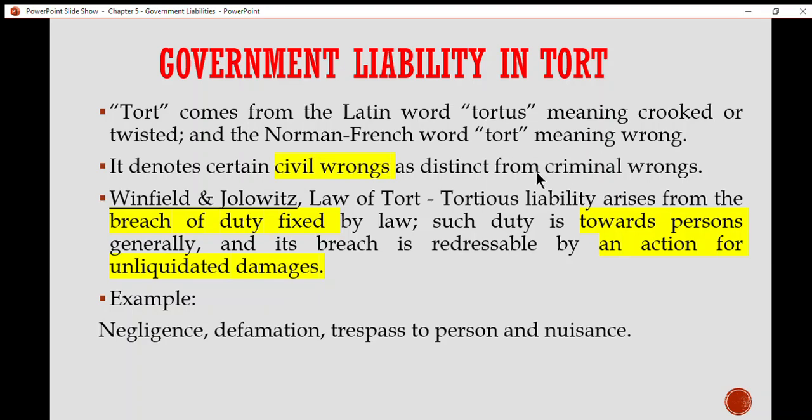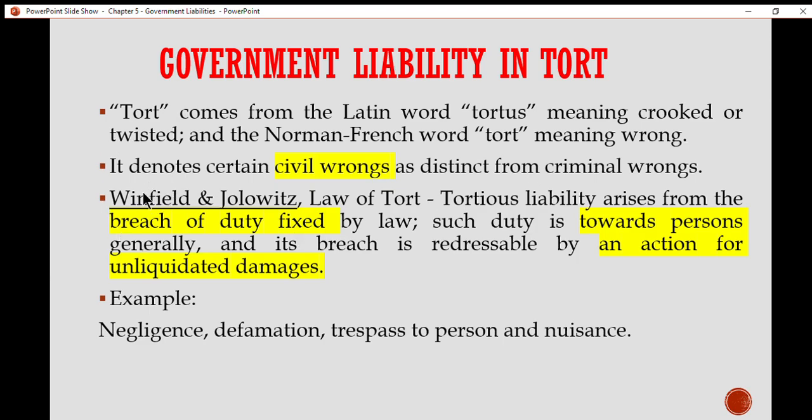Okay guys, next we continue on the second subtopic, the government's liability in tort. First of all, what is tort? Tort comes from the Latin word tortus, meaning crooked or twisted, and the Norman French word tort meaning wrong. So the literal meaning of tort denotes certain civil wrongs as distinct from criminal wrongs.